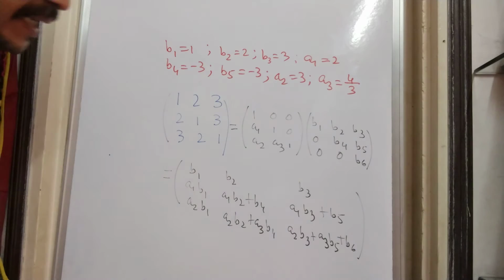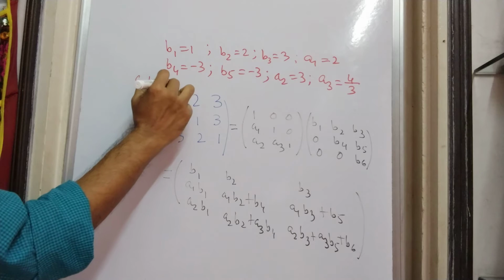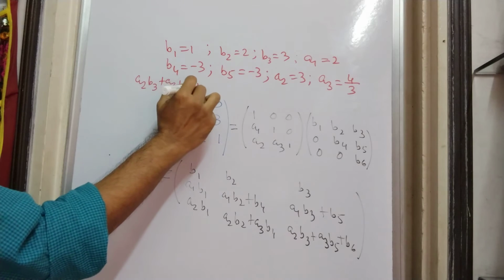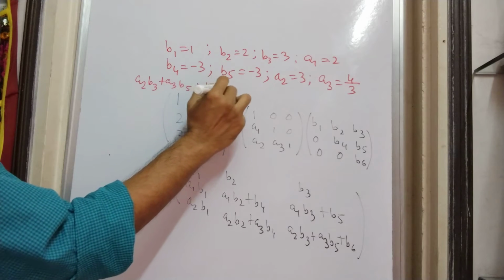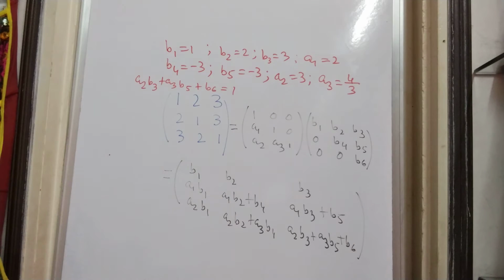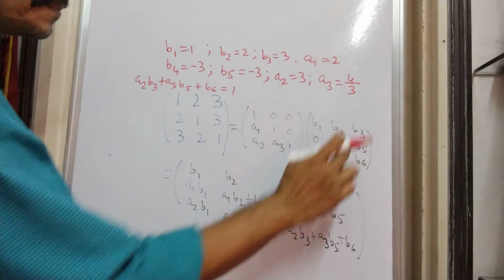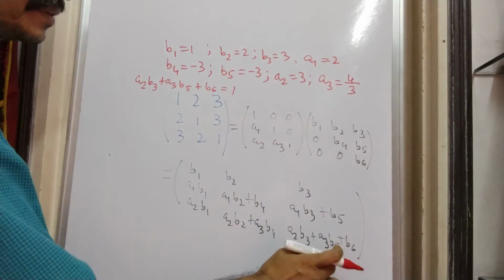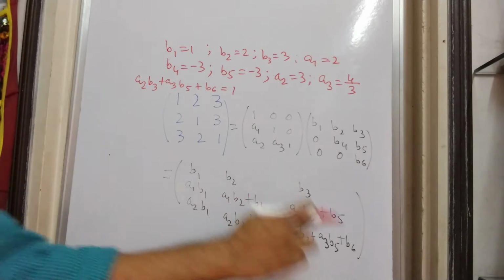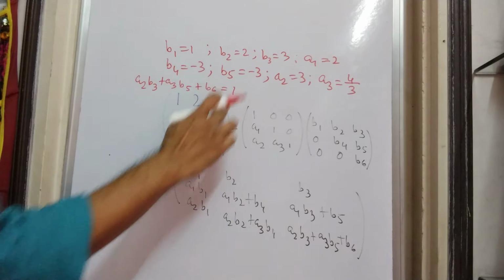Now we have the last element, A2 B3 plus A3 B5 plus B6, which is 1. This is the 3 3 element. When we multiply the third column with the third row, we get A2 B3 plus A3 B5 plus B6. This is the only term where we get 3 entries. In all other terms, we have either 1 entry or 2 entries. So this term gives us the value 1.